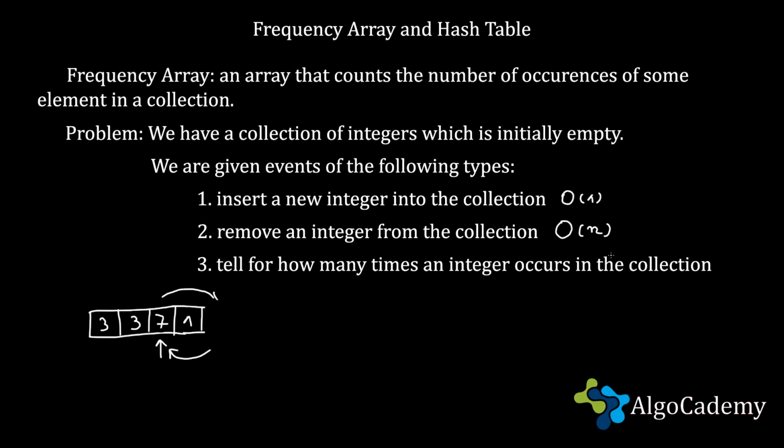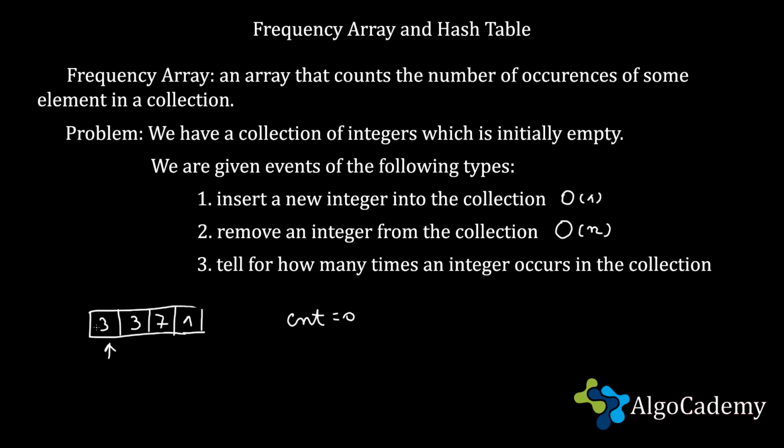Now, let's think about the third one. For how many times an integer occurs in the collection? Well, again, what I'm going to do here, because I don't know any other information, is traverse the collection again and maybe store a variable to tell for how many times the integer appears, right? Let's say I want to count for how many times 3 appears in this array. I'm going to have my variable, let's call it counter, which is initially 0. And I'm going to traverse each and every element.